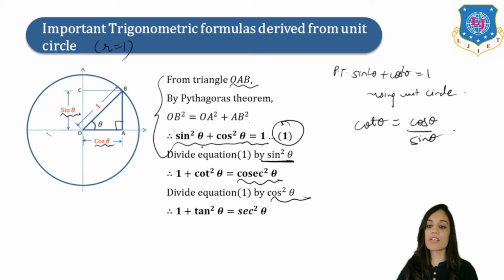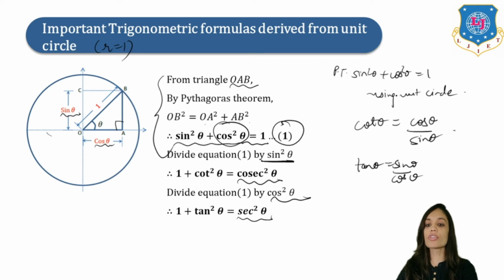Now similarly, again we will divide this equation 1 by cos square theta. So here this will go to 1. Here I will get sin square upon cos square. But we know tan theta is sin theta upon cos theta. So this will become tan square. And here what we'll get? 1 upon cos square. That can be written as sec square theta.